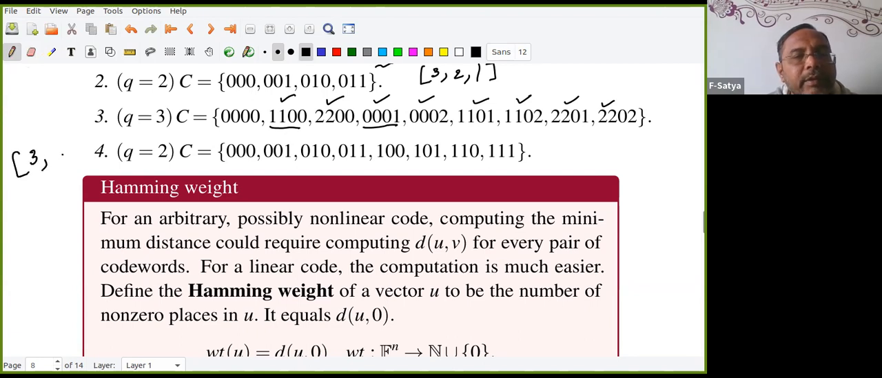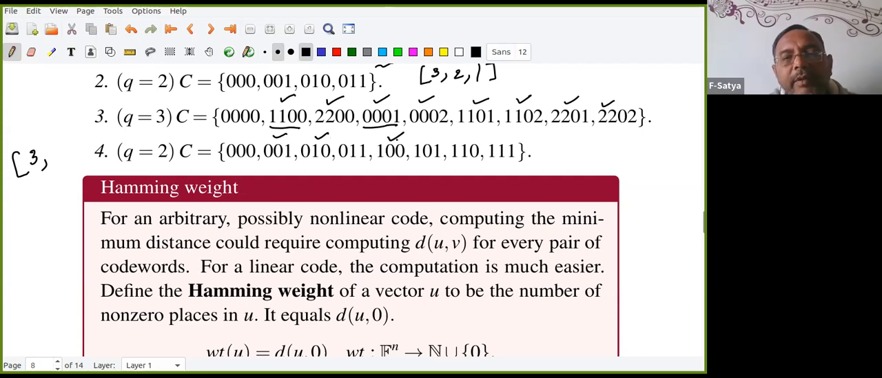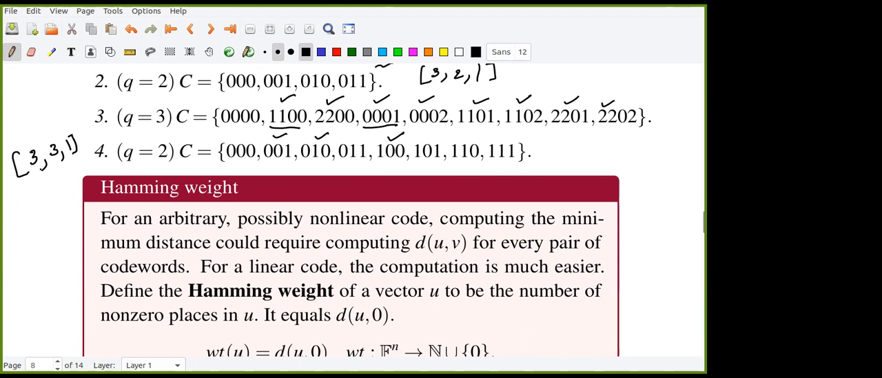Length is 3. What is the basis? 3. So this is a basis vector, this is a basis vector, this is a basis vector, right? So the dimension is also 3. What is the distance? 1. All of them are there.